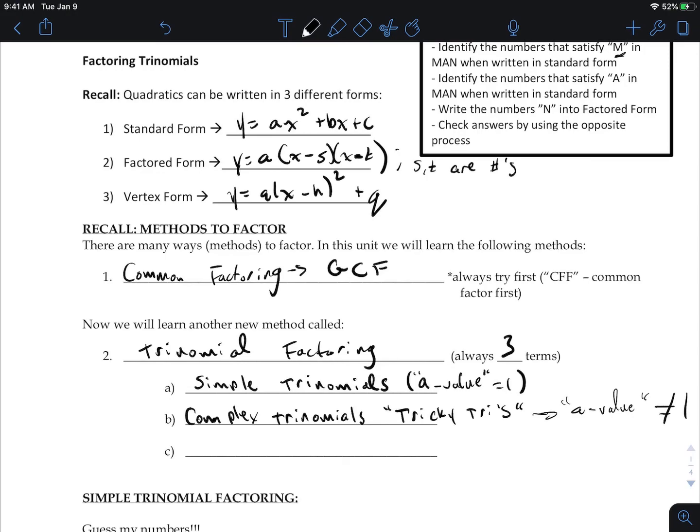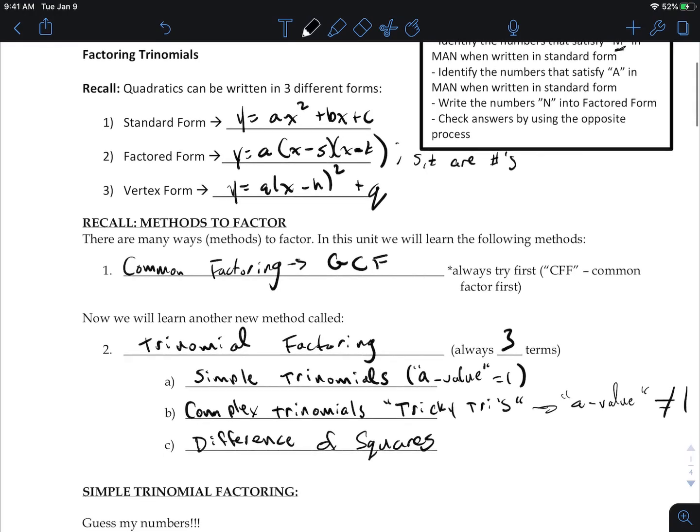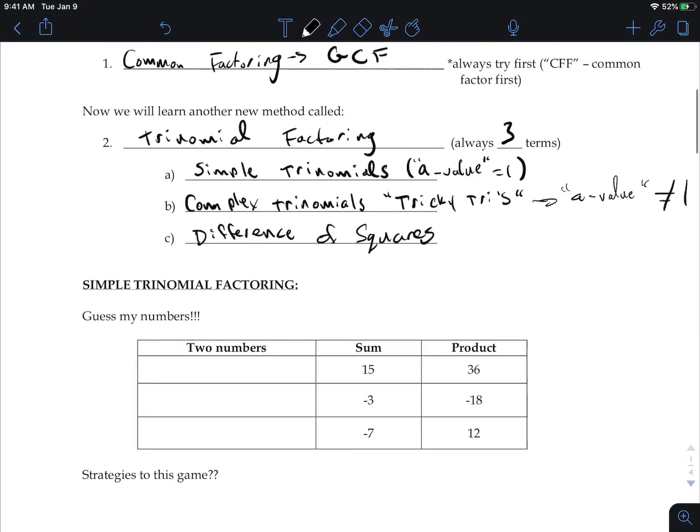And then the last one, which we'll probably get to tomorrow, will be difference of squares. It's hard to see sometimes, but it's the easiest factoring method, aside from common factoring. It's the easiest of those three. Okay, so this is recap. Some of you are like, really easy, right? But we'll start at the base and see what happens, right?